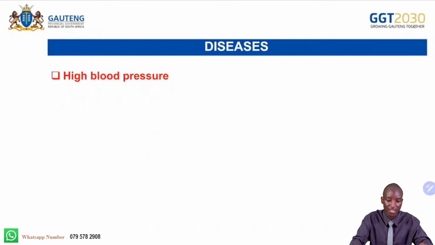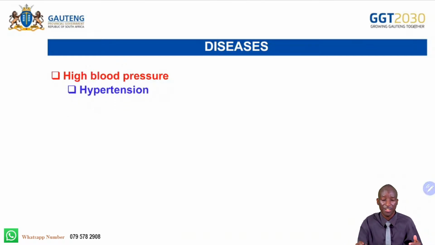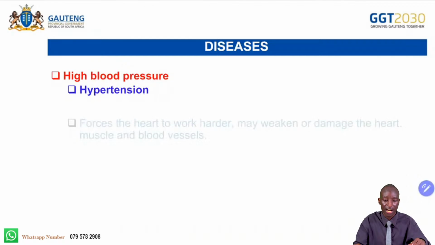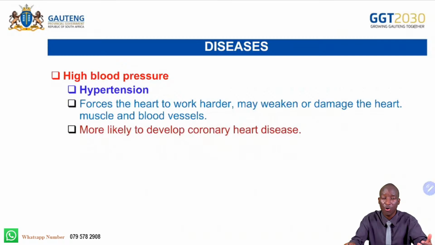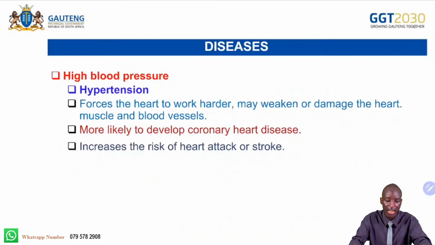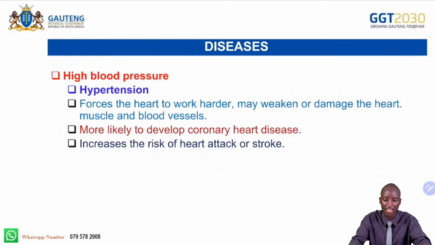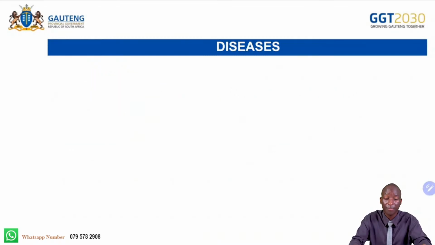The first one we're going to look at is high blood pressure. We refer to this as hypertension. It forces the heart to work harder. It may weaken or damage the heart muscle and the blood vessels. You are more likely to develop coronary heart disease. It increases the risk of heart attack or stroke.